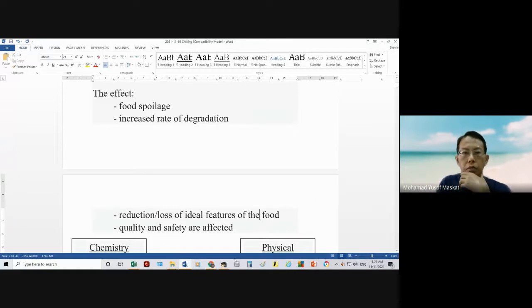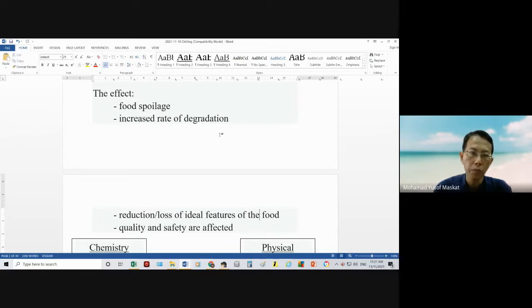Degradation meaning that the food becomes spoiled. We cannot use it anymore. Reduction and loss of ideal features of the food, meaning that the food is still safe, we can use it, but we don't like it. So that is the reduction and loss of ideal features.